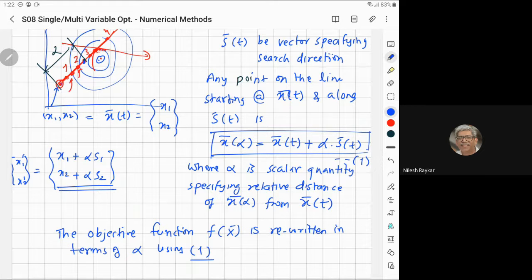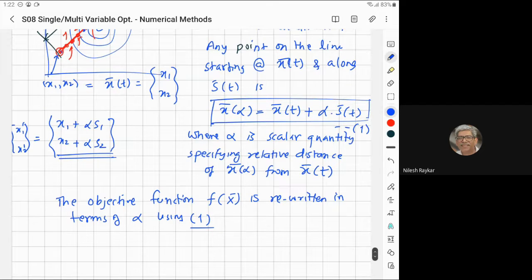Okay, so let's take a numerical problem which will illustrate this particular case. Since we are expressing f of x bar, which was earlier a multivariable function, it will now be only a function of alpha. And then we can apply the earlier methods. You can apply either the bisection method or the region elimination method, that is the golden section method, to find the minima of this particular case.